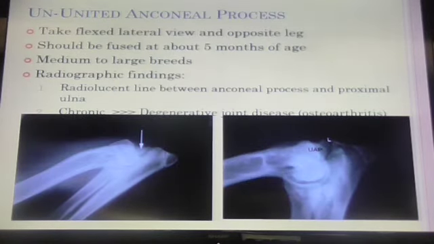It's a very easy condition to diagnose. Okay, we're going to take a break.